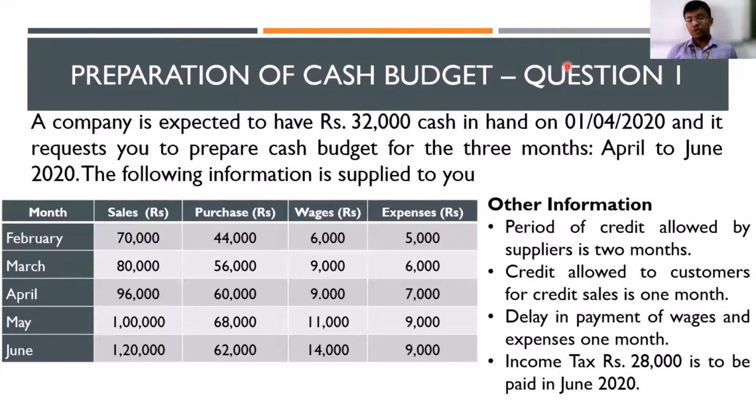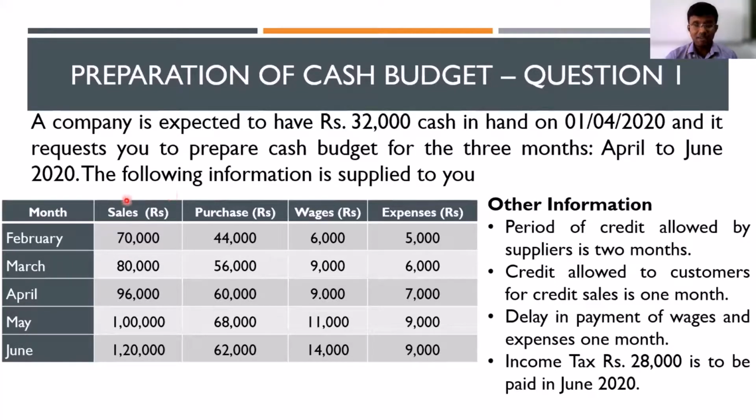In this session, we will be focusing on the preparation of a cash budget, and the question goes like this. A company is expected to have 32,000 cash in hand on 1st April 2020. It requests you to prepare a cash budget for 3 months, April to June 2020. The following information is supplied to you.